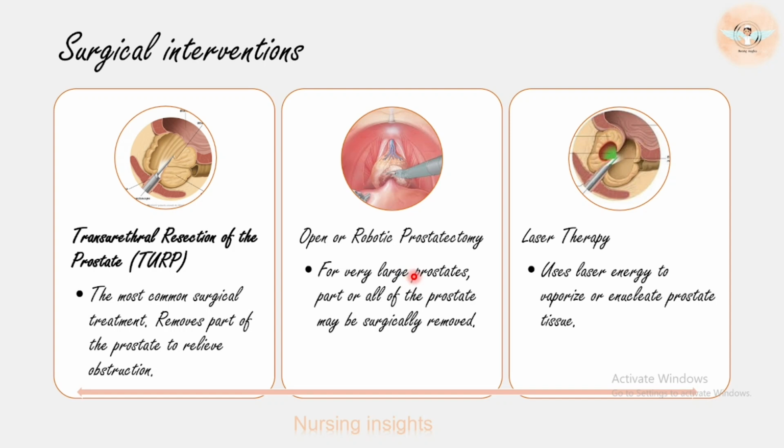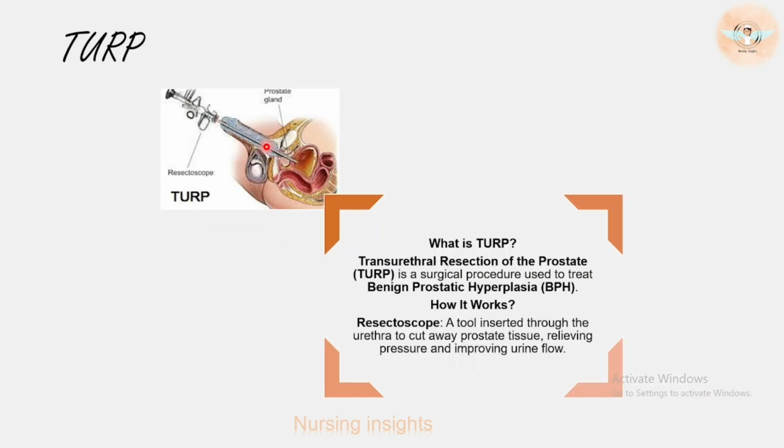Okay, and the second one is the open or robotic prostatectomy, like open surgery. It is for very large prostates, or all of the prostate may need to be surgically removed. In that condition we can go for open prostatectomy. Okay, and also laser therapy. We can use the laser energy to vaporize or enucleate the prostate tissue. Okay, so this is about the surgical management, and in that the common surgery is TURP.